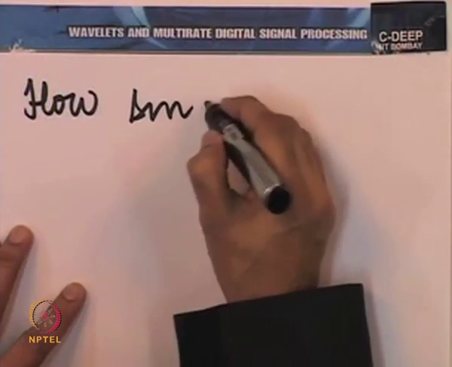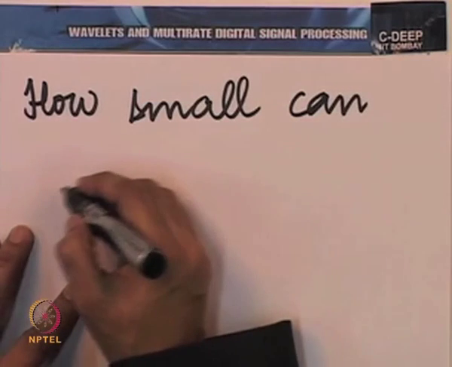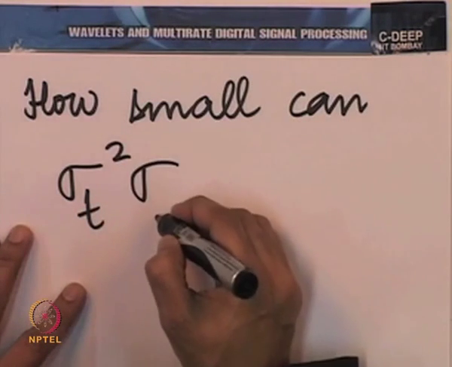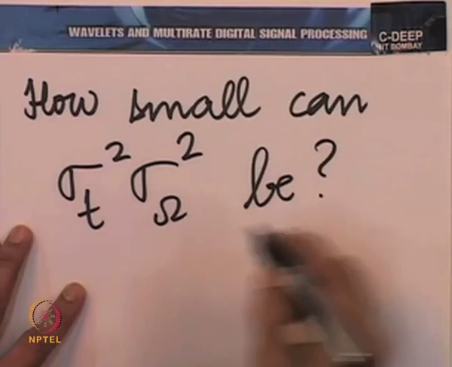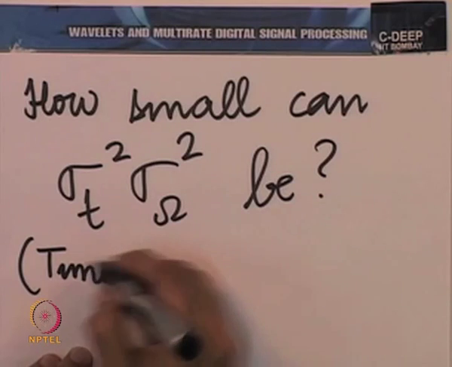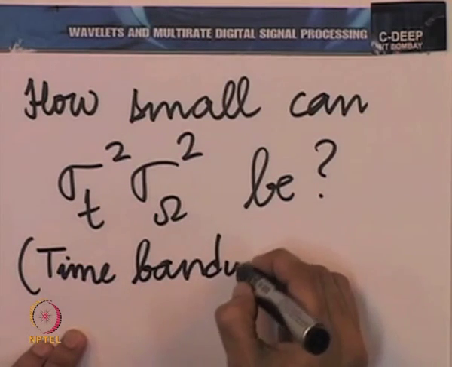Now, our objective today is to ask a very important question, which lies at the heart, as I said, of wavelets and multirate digital signal processing, namely, how small can we make this product? Let us put down the question. First, essentially, how small can the time bandwidth product be?